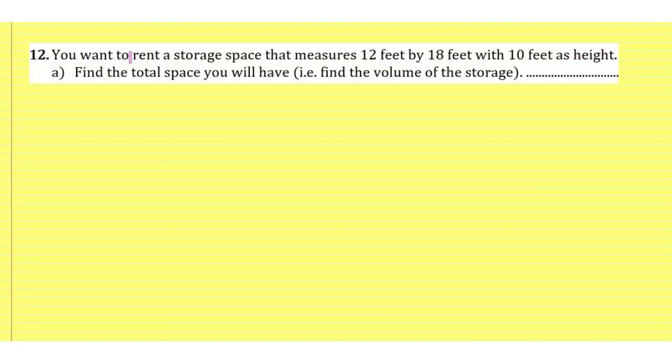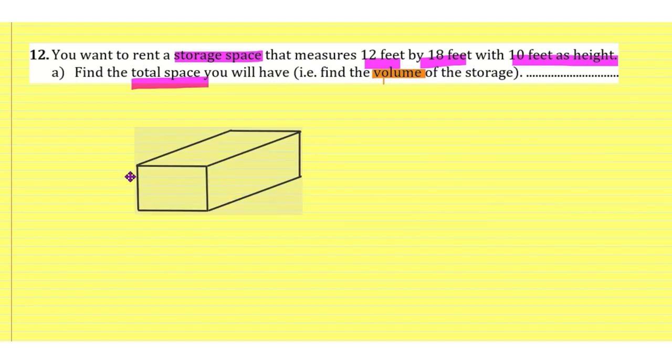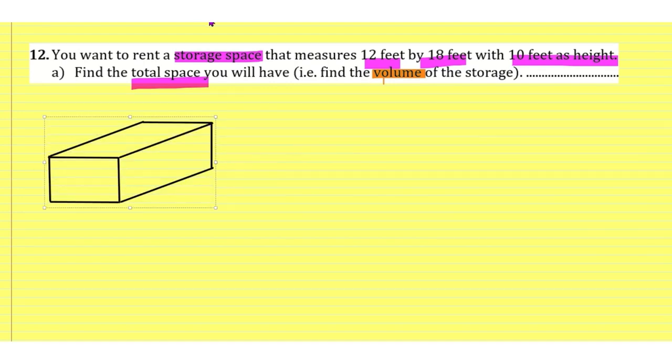Okay, number 12 says that you want to rent a storage space that measures 12 feet by 18 feet by 10 feet as the height. And they want us to find the total space that you will have. Well, total space is talking about volume. So let's think about what that looks like. We've got this storage space, and maybe it has a garage-size door on the side so you could put stuff in. We want to fill this storage space with stuff, so we're talking about all the space inside here, and that is the volume.